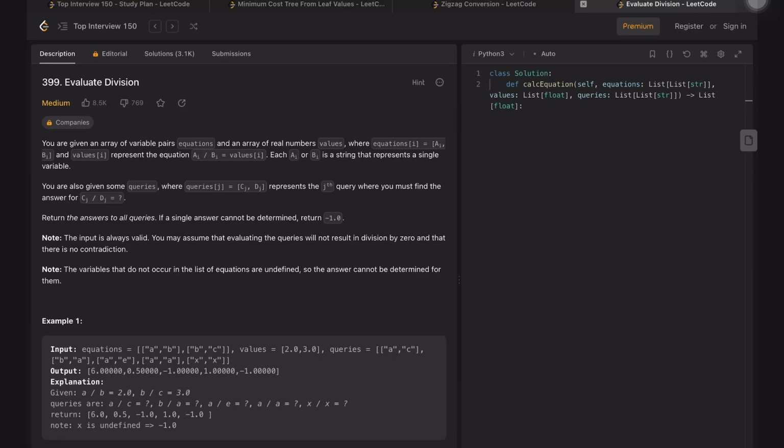Hello everyone, welcome back to LeetCode. Today let's practice LeetCode 399. It's a medium level question and it's called Evaluate Division.